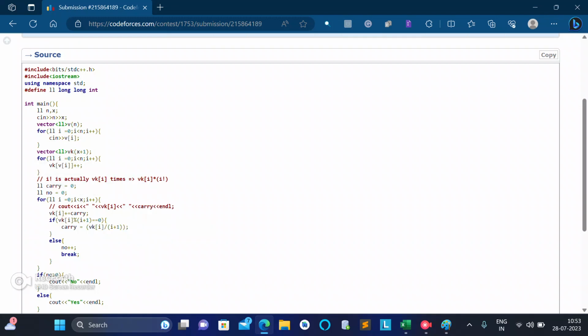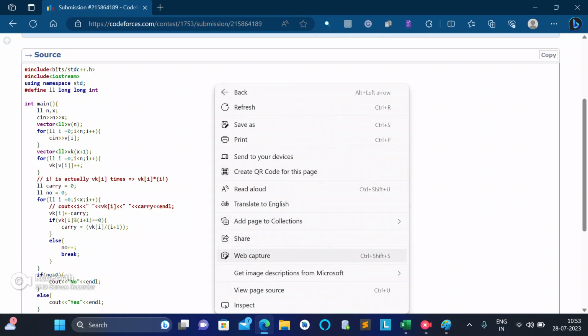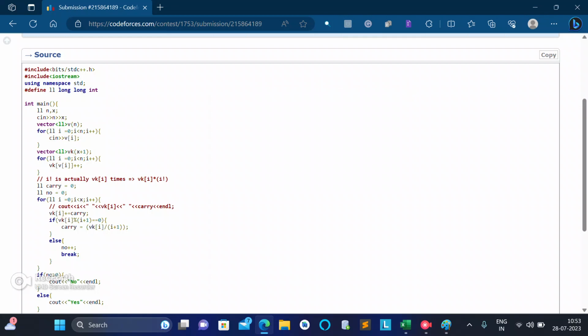Now I have made a variable carry. Initially the carry is 0. So what I have done is vk of i plus equal to carry. Then I am trying to convert that vk of i. I know that it is vk of i into i factorial, then I am trying to convert that vk of i into i plus 1. I am dividing vk of i by i plus 1 and multiplying by i plus 1. That multiplied i plus 1 gets multiplied with i factorial, so that i plus 1 can combine with i factorial to give i plus 1 factorial.